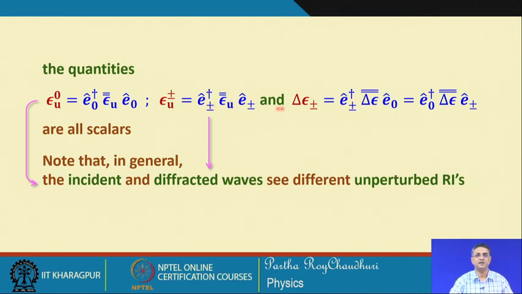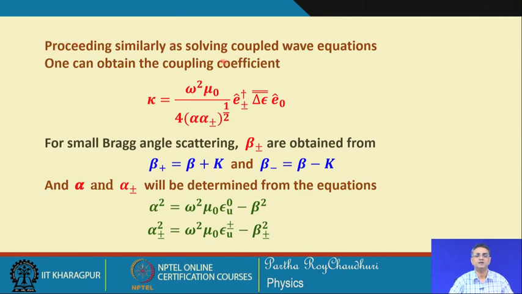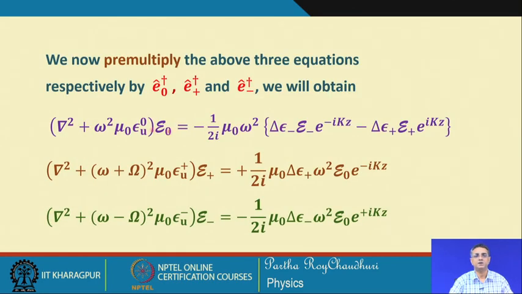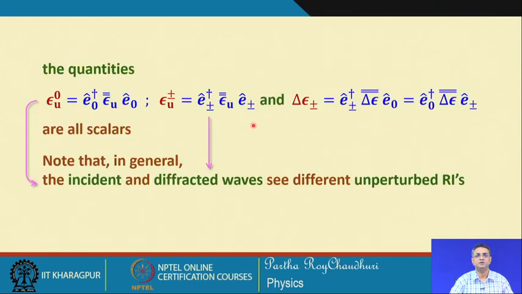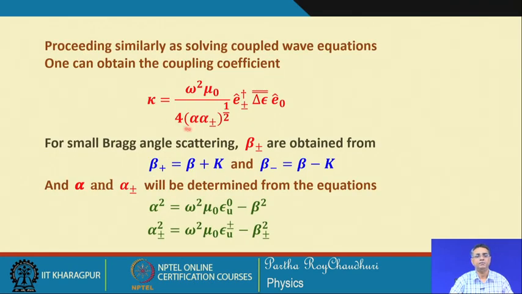So, they are different in general. Now, proceeding in a similar way for solving these equations, we approximate that the x dependence of the electric field of the incident beam is negligible. Then we arrive at this coupling coefficient, which is given by this. This you have seen; it is the same thing that we have already derived on the earlier occasion for the case of scalar wave formulation.